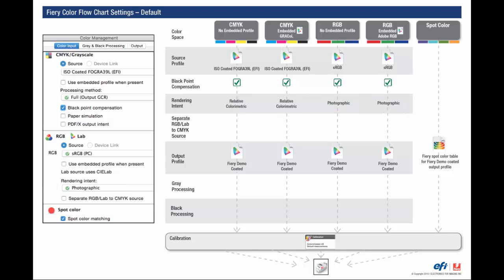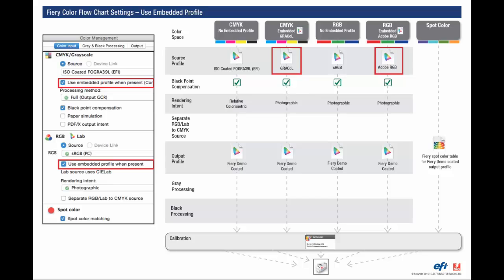Let's start to look at changing these settings. The first setting we'll enable is Use Embedded Profile when present. Note that when I enable this for CMYK, the CMYK source objects that have an embedded profile, such as CMYK with the Grackle profile that I show for an example here, will now use that embedded profile for the source rather than the default set for CMYK.